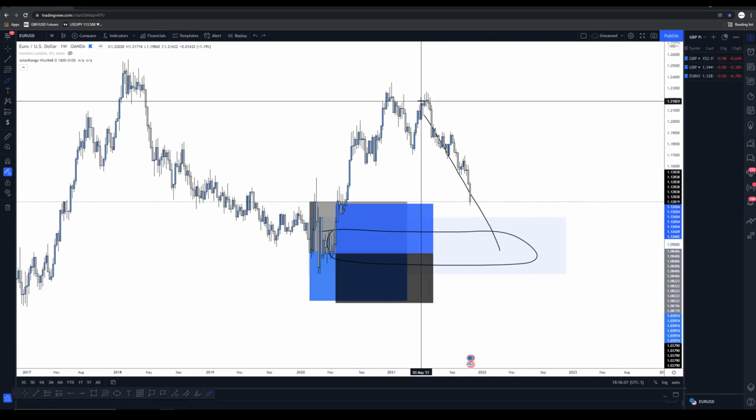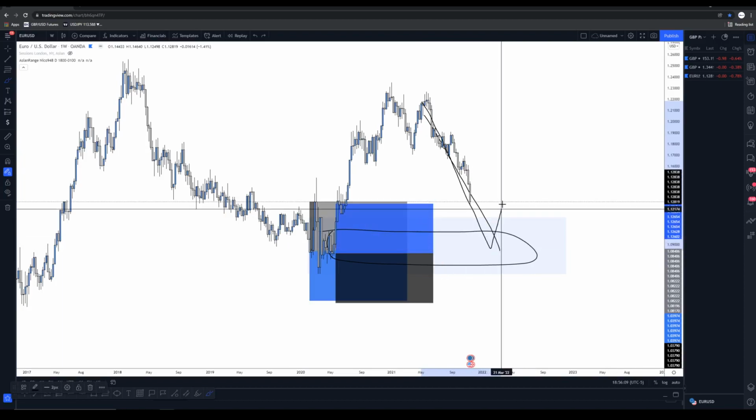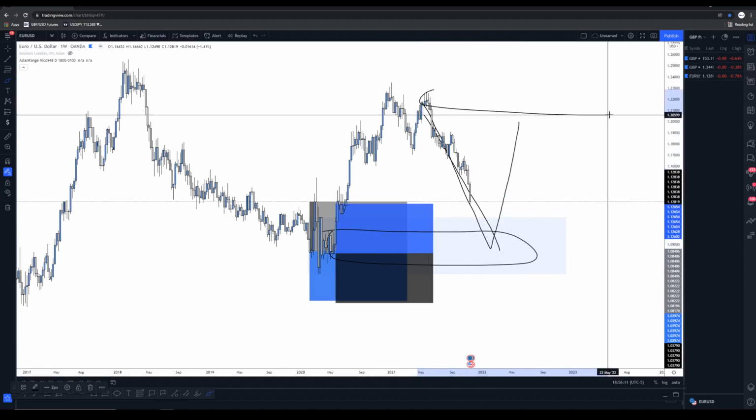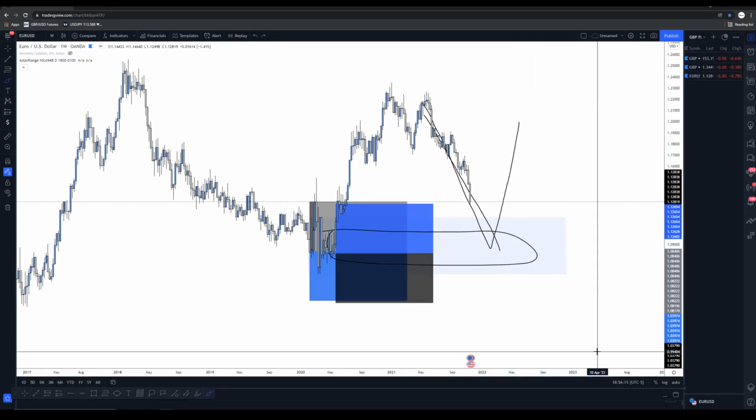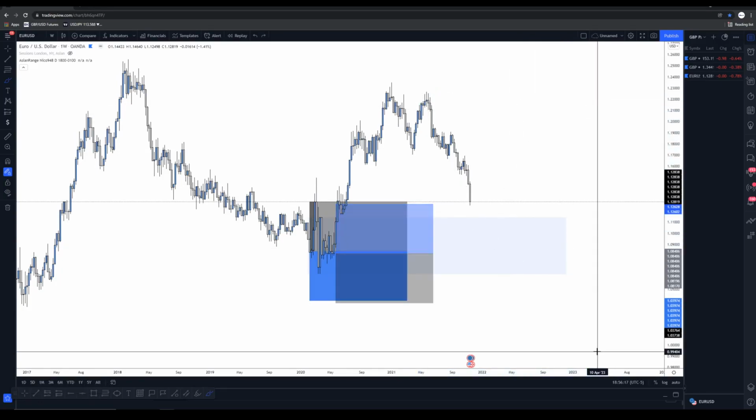And I'm assuming that what's going to happen is the market's going to come into here, probably go back up to mitigate this institutional candle or this area of supply or demand, and then it's going to continue lower. And that's the theory of mitigation. That's all it really is.